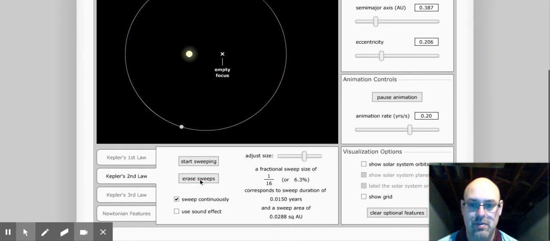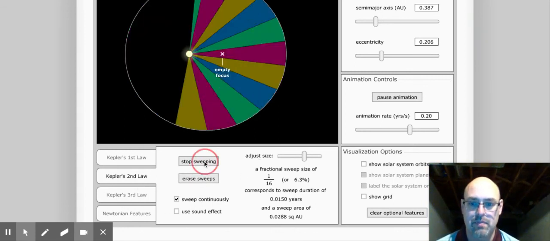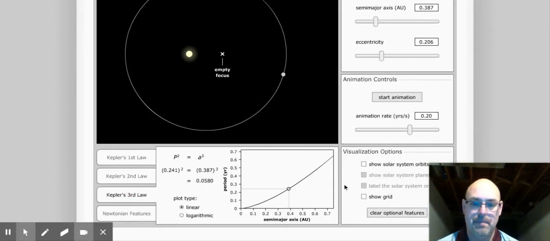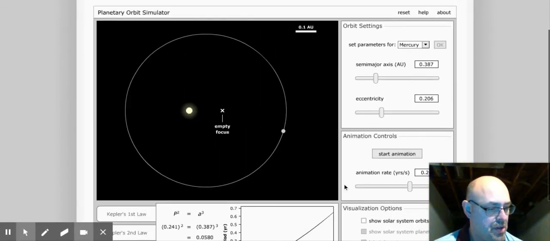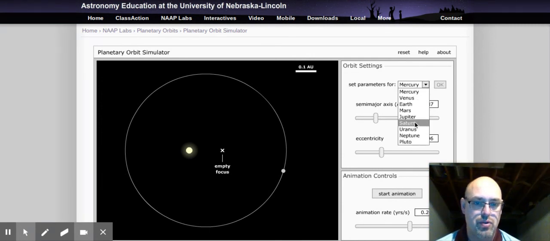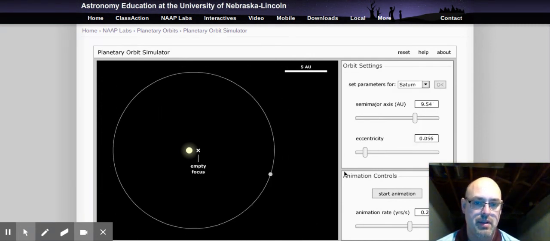Let me erase the sweeps here. Stop. Erase the sweeps. Okay. Pause animation. There's what I wanted. Okay. So Kepler's third law. So we're going to click the planet Saturn. Click OK. All right.